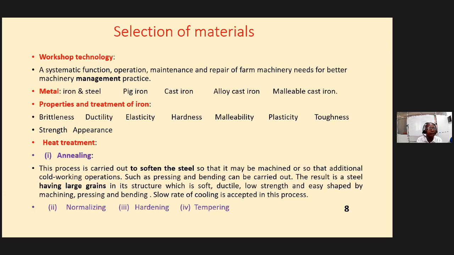Then metal, iron and steel. Iron and steel: pig iron, cast iron, alloy cast iron, malleable cast iron. These are different types of cast irons that are available. So all are iron, and it can be converted into different things. That's all. Ferric.